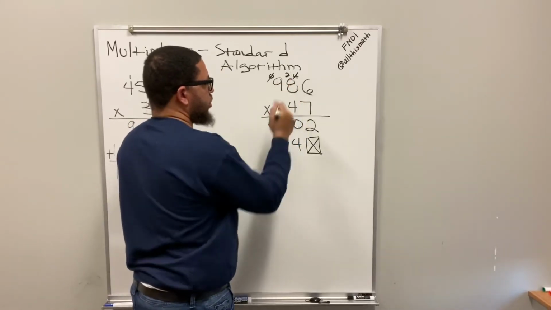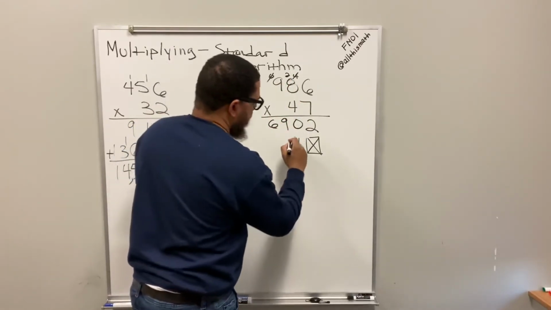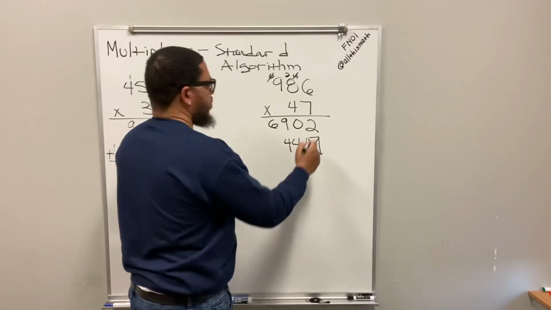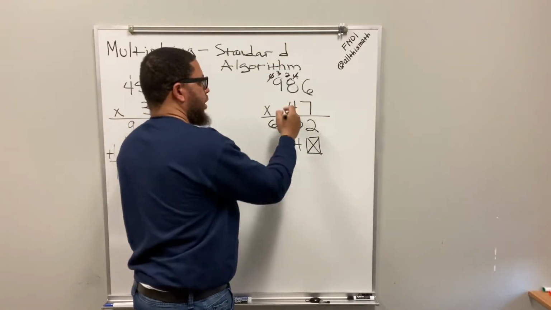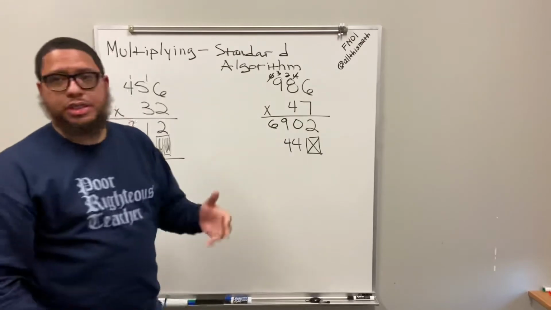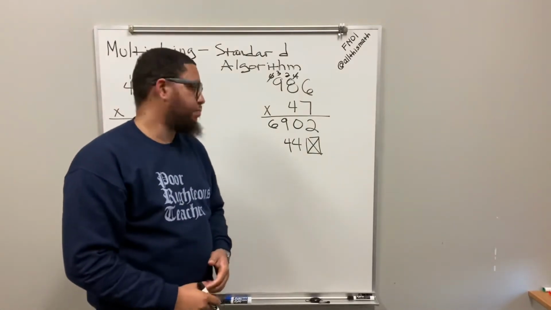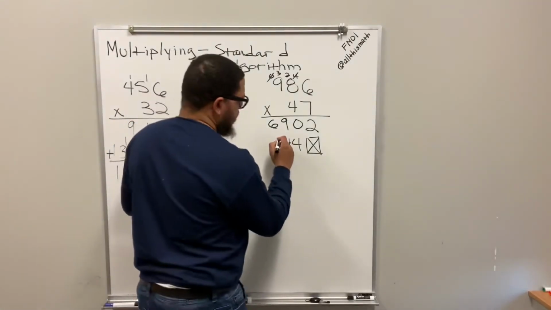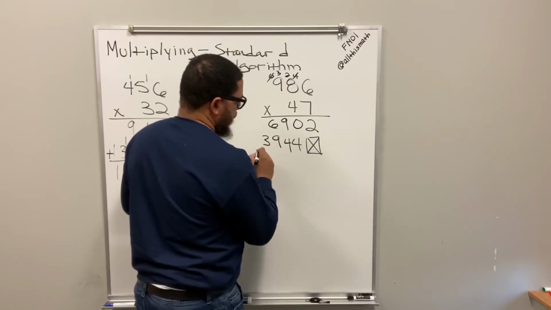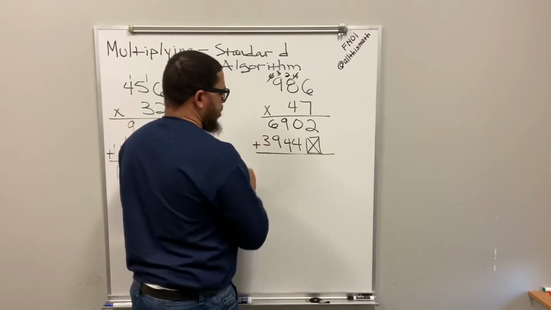4 times 8 is 32. 32 plus 2 is 34. That 4 goes under the 9, and then I carry the 3 up here. 4 times 9, 36. 36 plus 3, 39. Put the 9, write the 3, boom, plus sign.